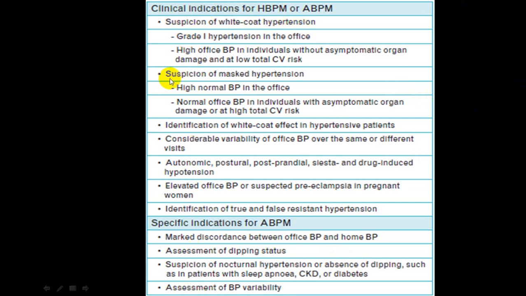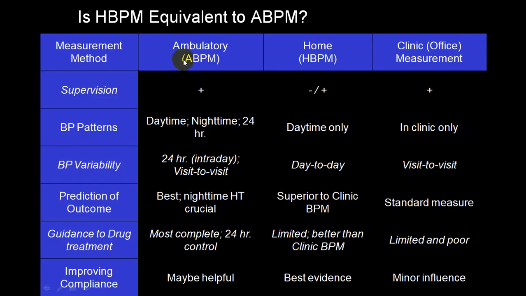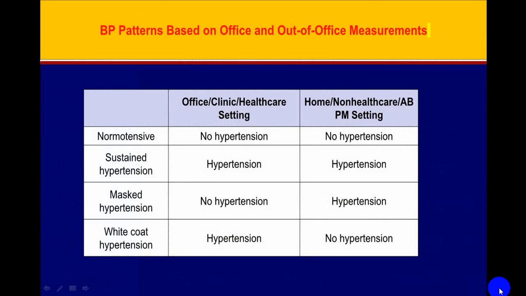Suspicion of white coat hypertension, suspicion of mask hypertension, white coat hypertension effects, then you can identify some of the conditions, discordance, then resistant hypertension, etc. Try to go through all this list. This is the difference between ambulatory, home blood pressure, and clinical. What is the best? Best is ambulatory blood pressure monitoring, but go through at your leisure time. I am skipping over that.